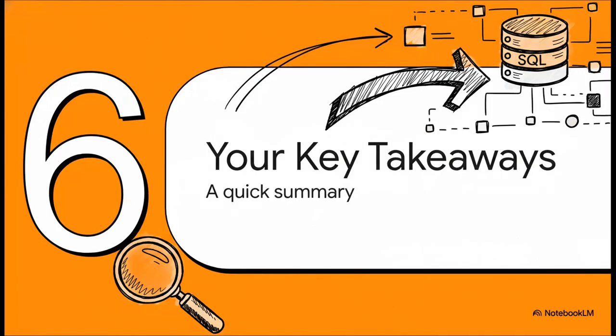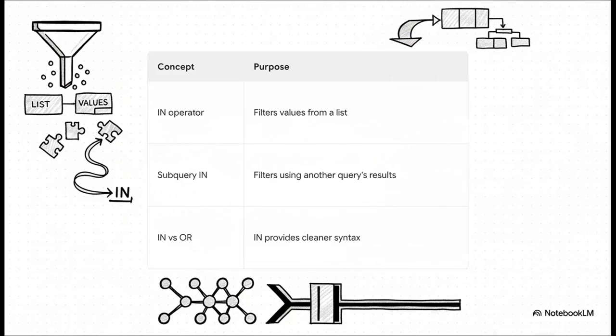All right, we have covered a lot of ground here. So let's take a second and boil it all down to the most important points. Okay, quick recap. At its heart, the IN operator is your go-to tool for filtering values from a list. This simplifies your code by getting rid of those long, messy chains of OR conditions. You can get even fancier by using a subquery in IN, which lets you filter based on the results of an entirely different query. And finally, in the battle of IN versus OR, IN is pretty much always the winner for clean, easy-to-read code.